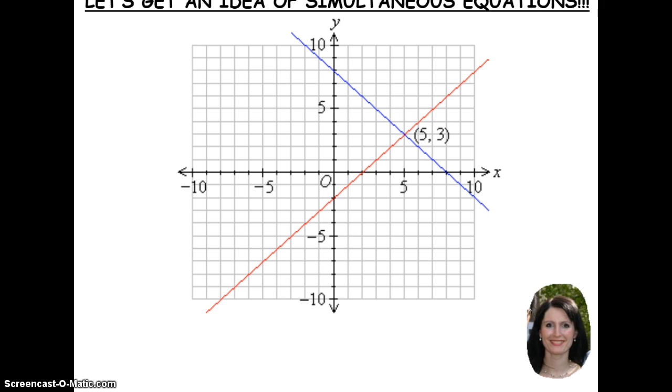Here's another one. We can see that the point of intersection or solution to these two linear equations is 5, 3. So when x is 5, y is 3 for both of them. That's where they cross. That's the solution.